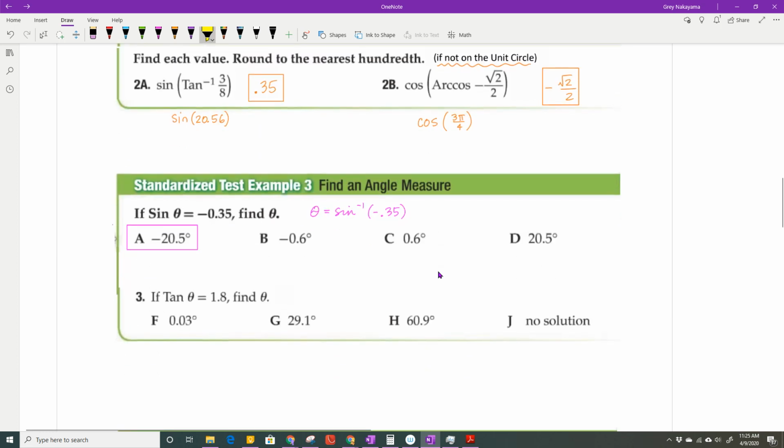Okay, look at the next one. If tangent equals 1.8, find theta. Tangent of theta equals 1.8, find theta. So again, punch that in your calculator and you will get an answer of 60.9 degrees.